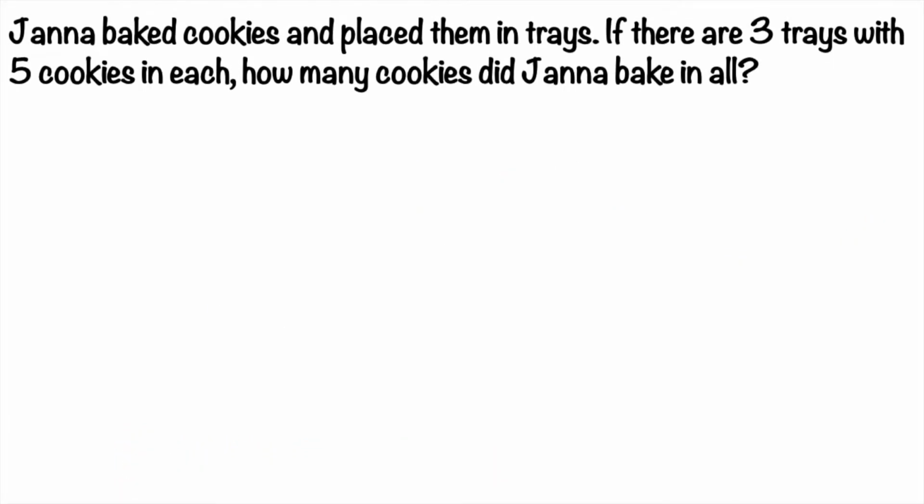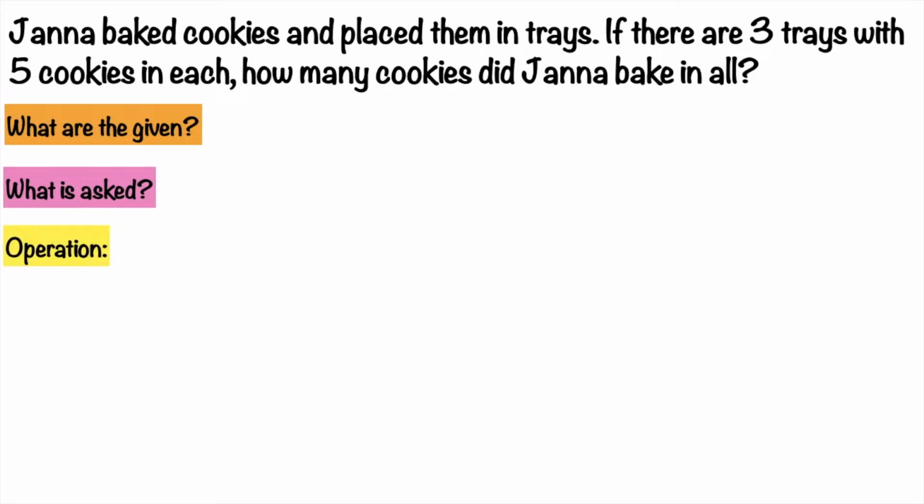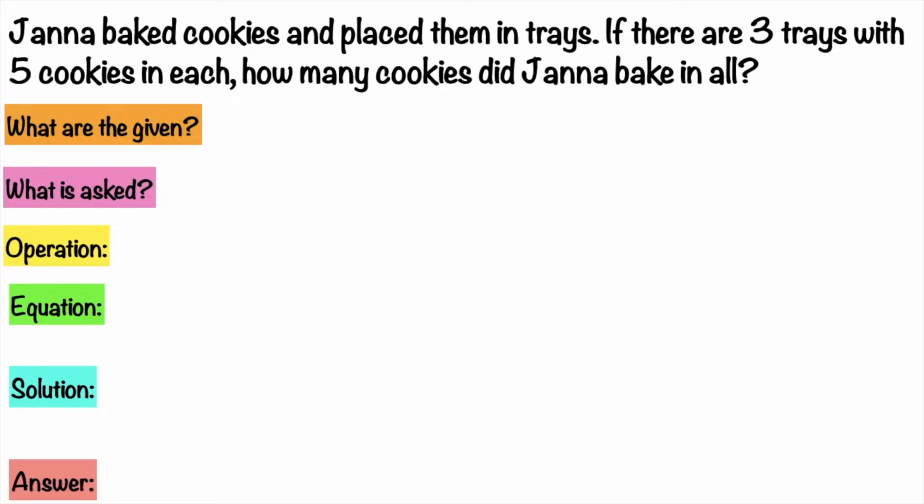How about if we have this? Jana baked cookies and placed them in trays. If there are 3 trays with 5 cookies in each, how many cookies did Jana bake in all? Again, children, to find the total number of cookies, we need to use the steps in solving word problems. These are what are the given, what is asked, operation, equation, solution, and lastly, answer with the correct label.